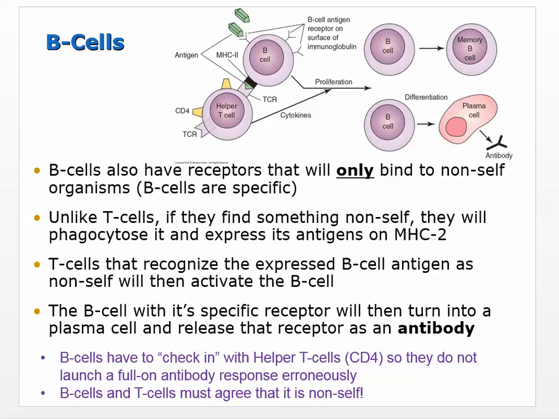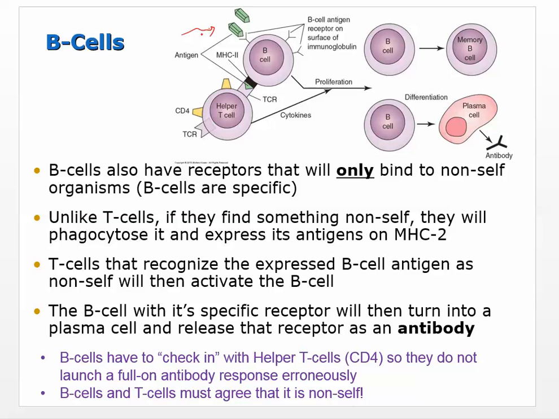Okay. Now, B cells are also trained. They also have receptors that will only bind to non-self organisms, but they're different. If they see something non-self, they can look at an entire organism. Okay, so an organism kind of comes by. You can see that here. So here comes an organism floating through.